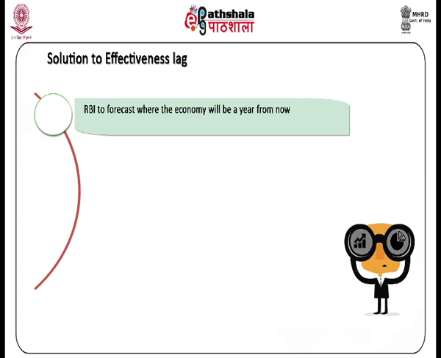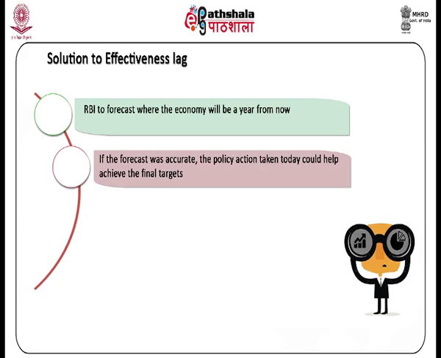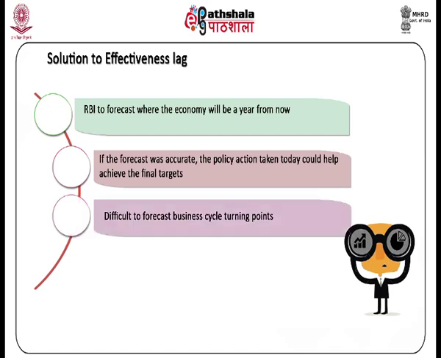An action taken today would exert its influence a year from now. If the forecast was accurate, the policy action taken today could help achieve the final targets for the economy in a year's time. Unfortunately, economic forecasts over horizons of a year or more are not very accurate. In particular, it is difficult to forecast business cycle turning points, that is, precisely when the economy will move from expansion to recession and vice versa.